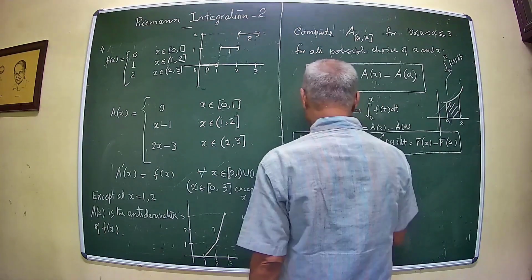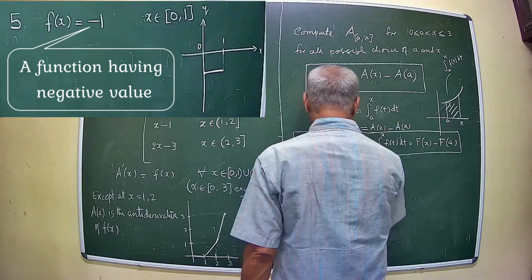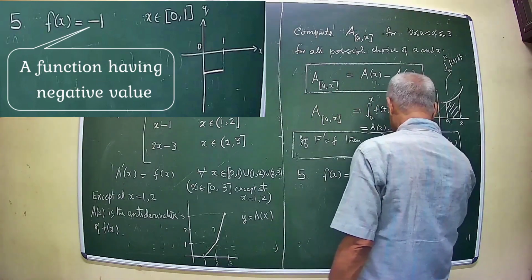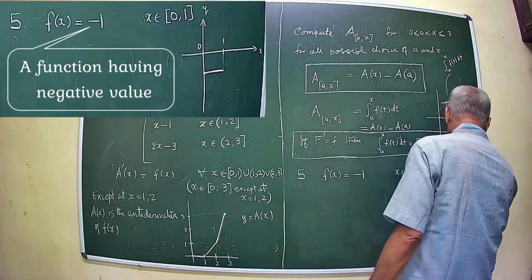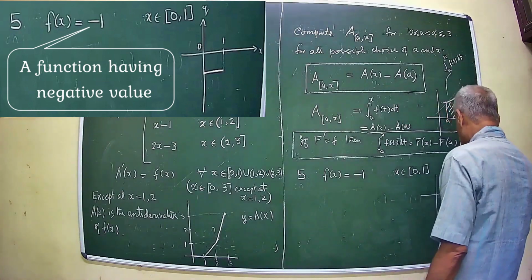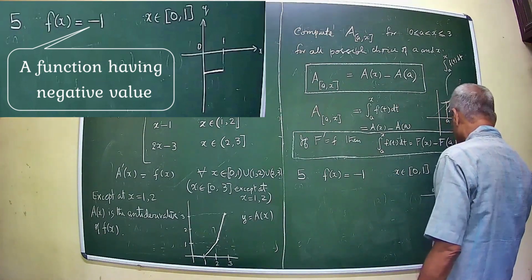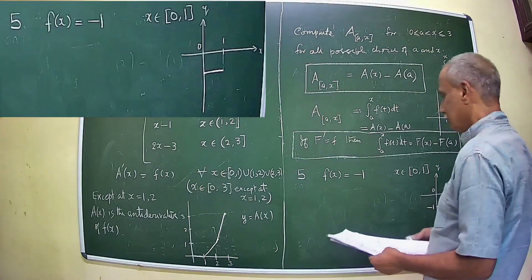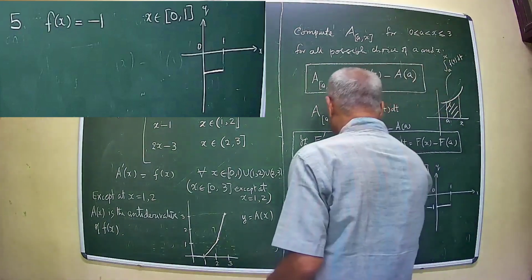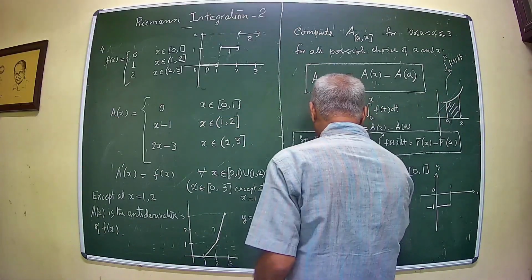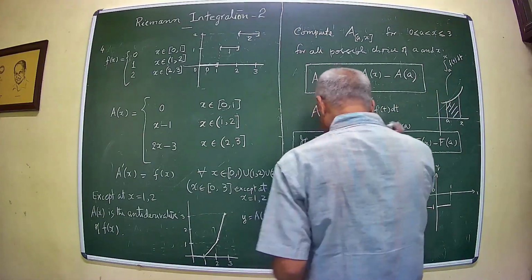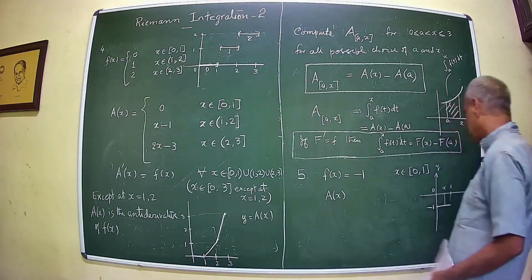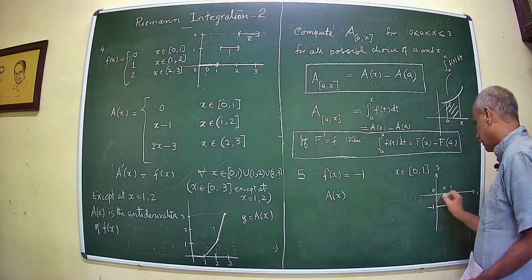Now let me consider a fifth example. It's a very simple example. I take f(x) to be equal to -1 on the given interval. What is the graph of the function? Now you see the graph goes below. So this is the graph of the function. We calculate the area function. Now, when you calculate the area function, first of all, we have to be clear what exactly you mean by that. Again, as we worked before, this is the area of this rectangle.